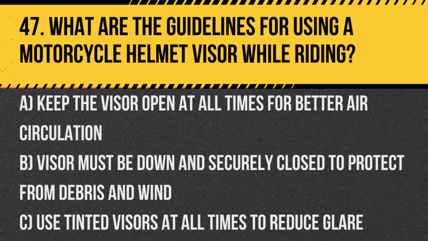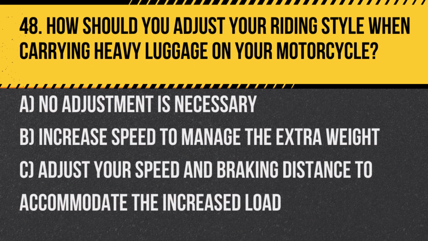A. Keep the visor open at all times for better air circulation. B. Visor must be down and securely closed to protect from debris and wind. C. Use tinted visors at all times to reduce glare. Answer: B. Visor must be down and securely closed to protect from debris and wind. This ensures maximum protection and visibility while riding. Question 48. How should you adjust your riding style when carrying heavy luggage on your motorcycle?